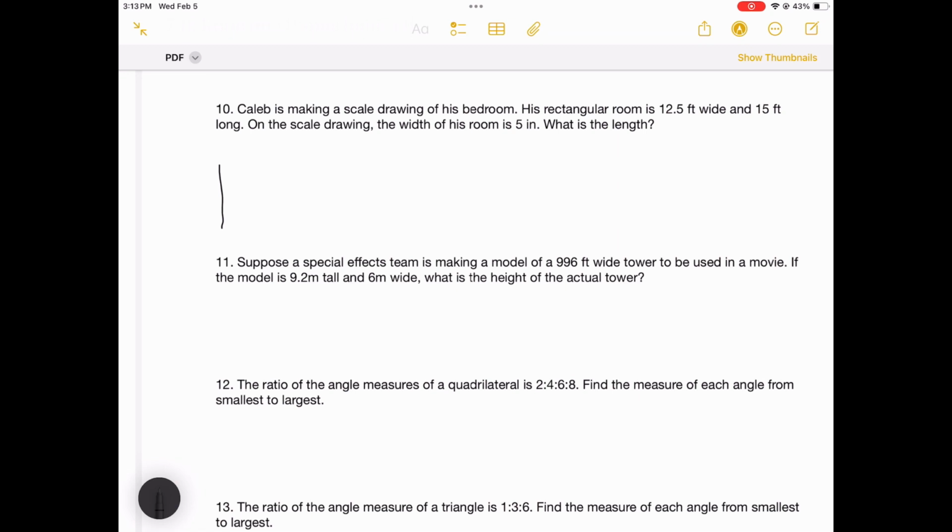So we have a bedroom that is 12.5 wide and 15 long. This is in feet. This is in feet. Okay, that's his bedroom. On the scale drawing here, the width of his room is 5 inches.